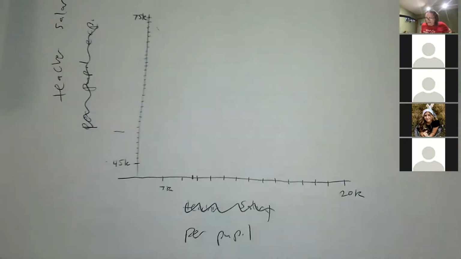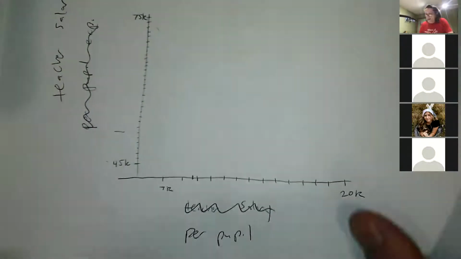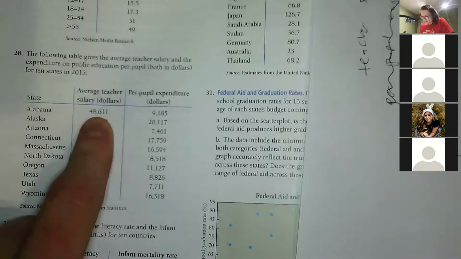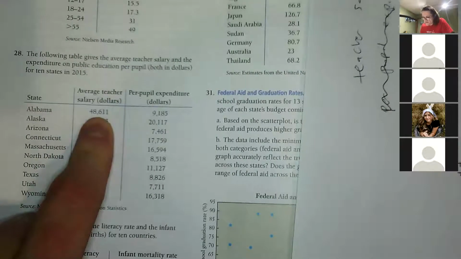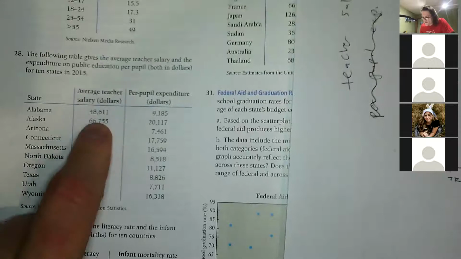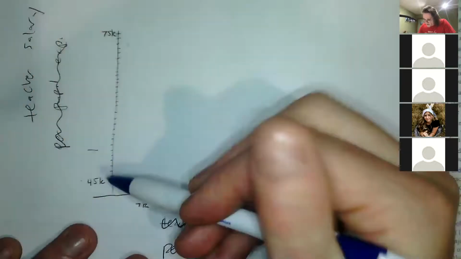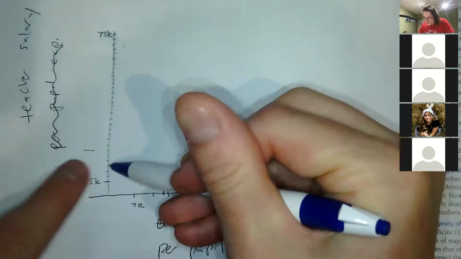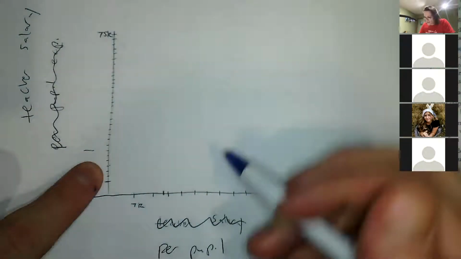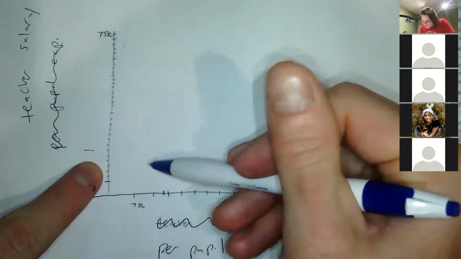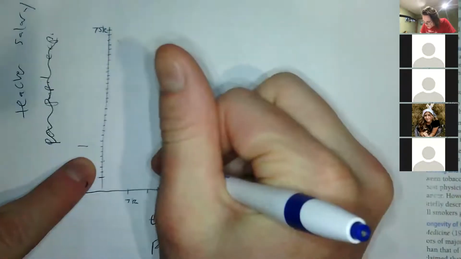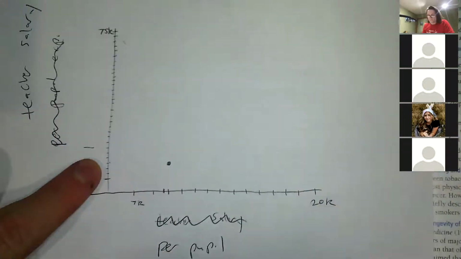So what I'll do is I will just start with Alabama. At 48,000, again, I'll do it really rough, they're at 9,000. So I go to 48. So 1, 2, 3, which is right there. And I go over, I said 9. So 7, 8, 9. And I'll put a little dot. All right. And we just keep going.